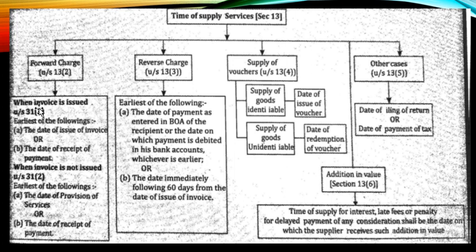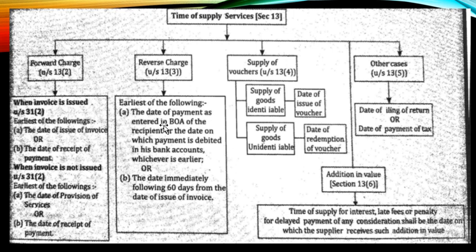So under forward charge, under section 13 subsection 2, when invoice is issued under section 31 subsection 2, the earliest of the following will be considered: the date of issue of invoice or the date of receipt of payment. Whichever is earlier will be considered as the time of supply. When invoice is not issued, the earliest of the following will be considered: the date of provision of services, that is, where the expense will be recorded in the books of accounts, or the date of receipt of payment.